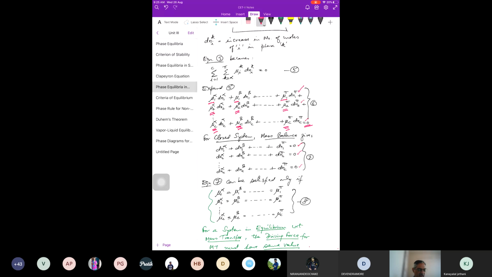Because this dn1 alpha plus dn1 beta plus dn1 pi has to be equal to 0. So if you take out mu1 alpha, and if we say that mu1 alpha is equal to mu1 beta is equal to mu1 pi, then only we can take it out common, and we get mu1 alpha into the bracket dn1 alpha plus dn1 beta plus dn1 gamma plus dn1 pi, which comes here.